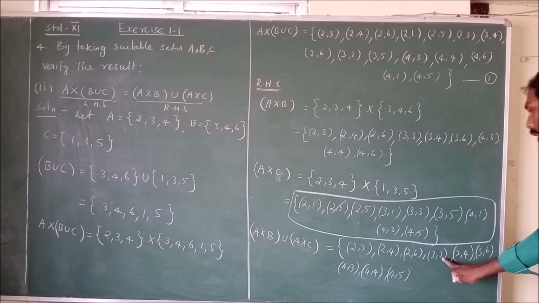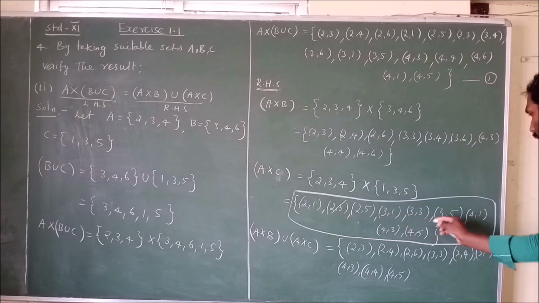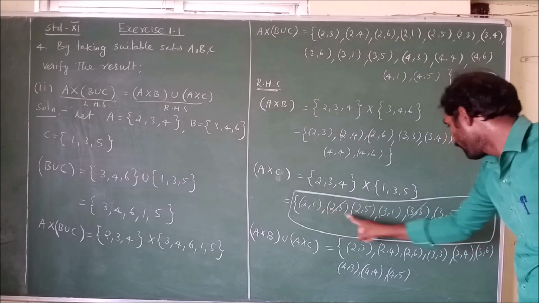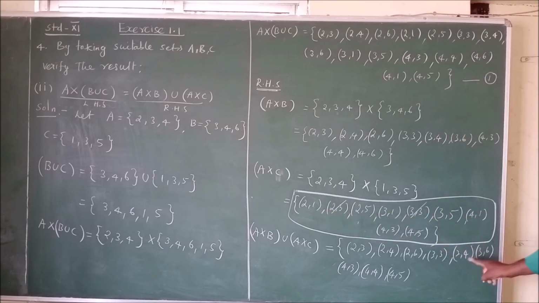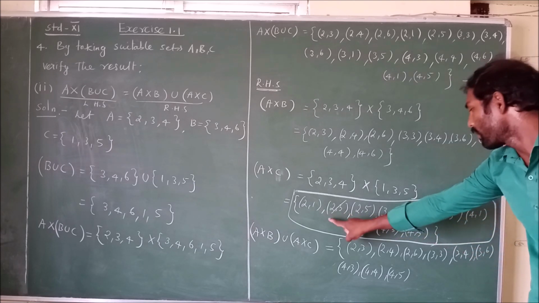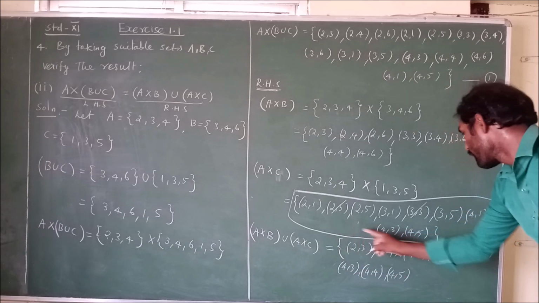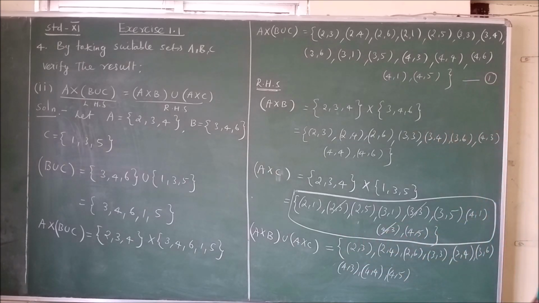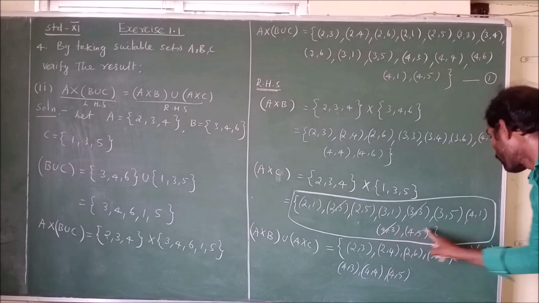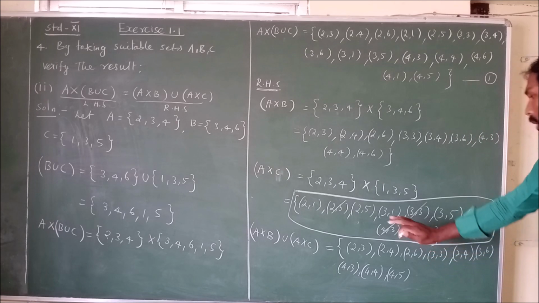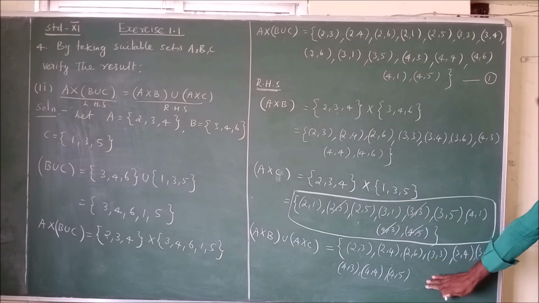Is 2 comma 6 anything in A cross C? No. 3 comma 3 is in A cross C, so 3 comma 3 is omitted. Again 3 comma 4, is it in A cross C? No. So 3 comma 6, is it in A cross C? No. Then 4 comma 3 appears once, so omitted. 4 comma 4 is not, so write it. 4 comma 6 omitted. So write the remaining entries of A cross C.